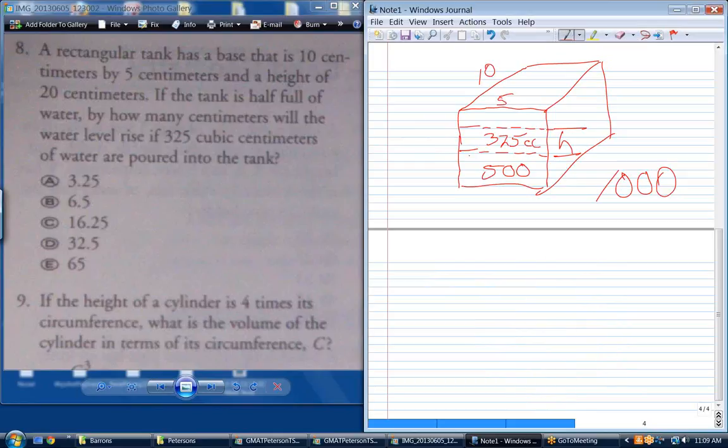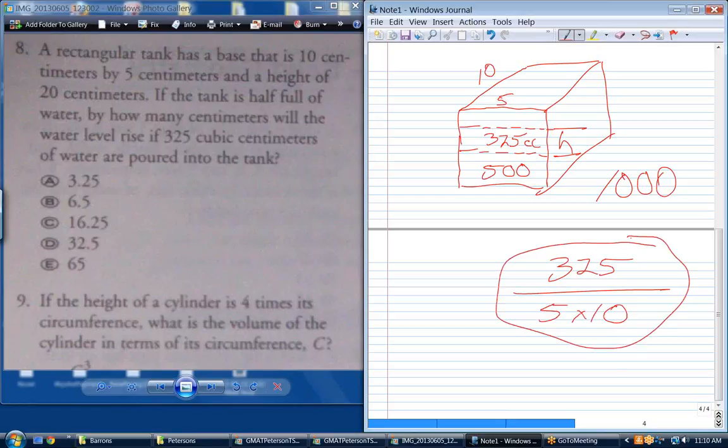So that's the way we would get that 20. In other words, if we know that we have a volume of 325, that directly, without even figuring out the volume of the whole tank, will tell us h. 325 divided by 50. That's 6.5.